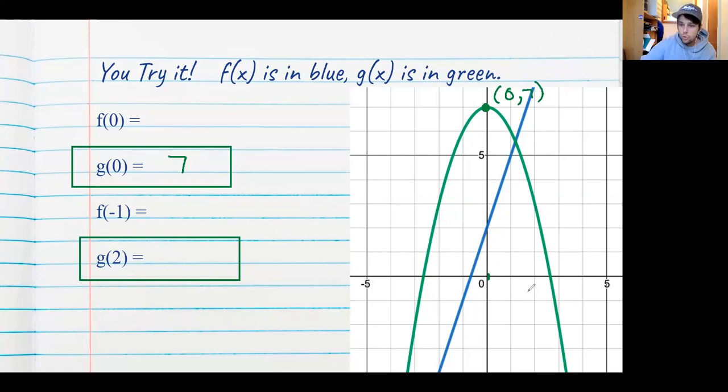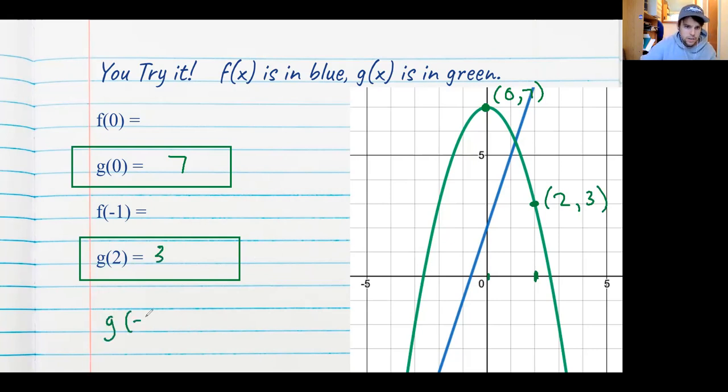G of 2, so we have to go over 2. Right here is 2. Our graph that has a coordinate of 2 is right there. This point is (2, 3). So our output here is 3. Let's go ahead and do another one.